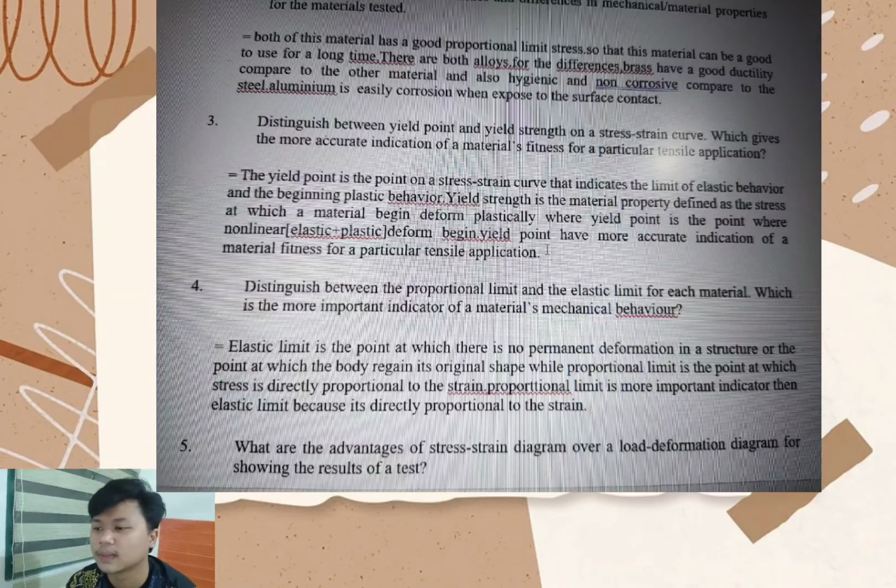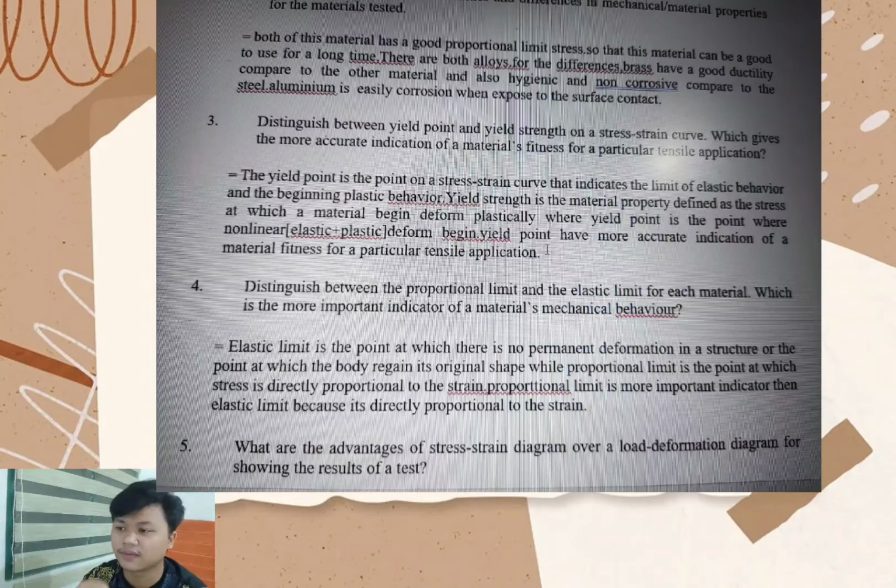And number 4, distinguish between the proportional limit and the elastic limit for each material, which is the more important indicator of a material's mechanical behavior. So elastic limit is the point at which there is no permanent deformation in a structure, or the point at which the body regains its original shape, while proportional limit is the point at which stress is directly proportional to the strain. Proportional limit is a more important indicator than elastic limit. This is because it's directly proportional to the strain.